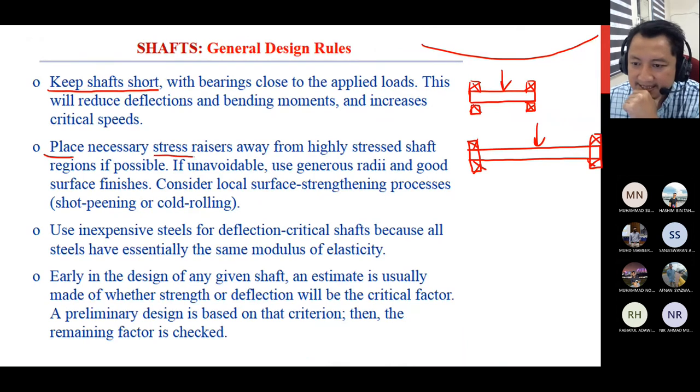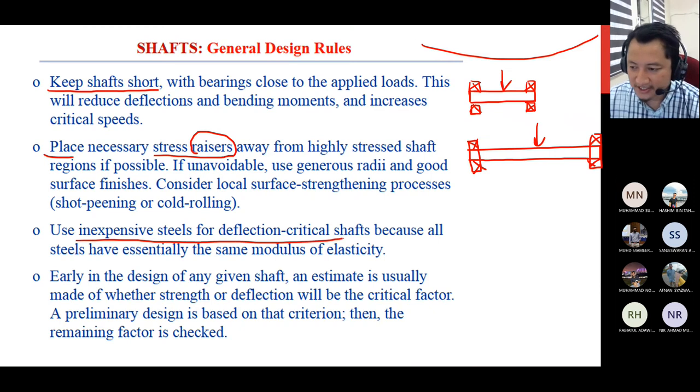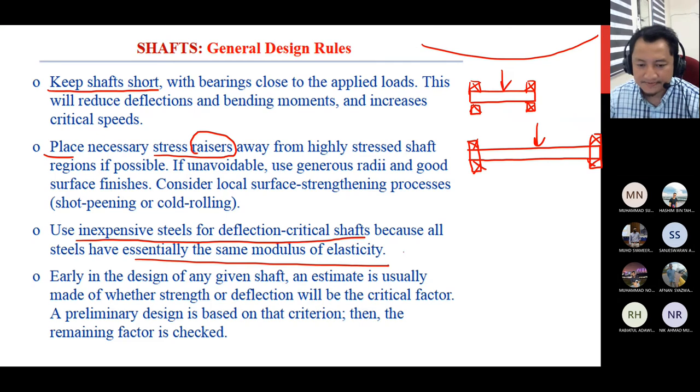Place necessary stress riser. Ini yang kita tengok hari itulah. Certain time, certain things, you need to put stress riser to alleviate any problems of crack. Use inexpensive steel for deflection critical shaft because all steels have essentially the same modulus of elasticity. Early in the design of any shaft, an estimate is usually made where the strength and deflection is the critical factor. So it depends on how your load is.